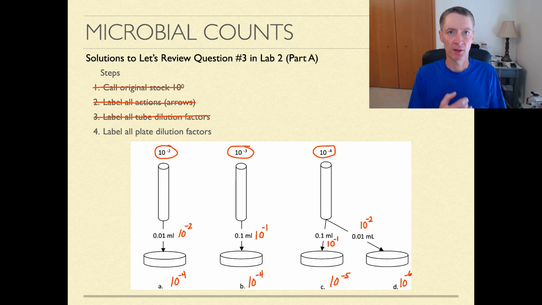All right? So this is my thought process when I see these problems. Find the stock, give it a 10 to the 0, label any actions, any arrows you find, label dilution factors in the tubes, and then label all of the plate dilution factors using those powers of 10.